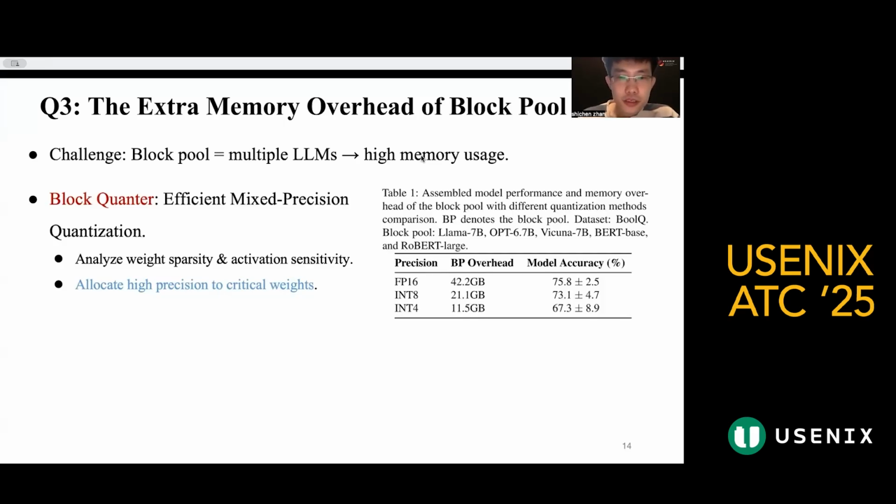Here is a key idea. Since block selection is only based on the block output, we don't need to adjust the width inside the block one by one. Instead, we can apply the same precision settings across the whole block, which means all the width inside the same block will have the same precision settings. To do this, we analyze each block's width, sparsity, and output sensitivity, and then assign the higher precision to more critical blocks. This gives us a much better memory accuracy trade-off.